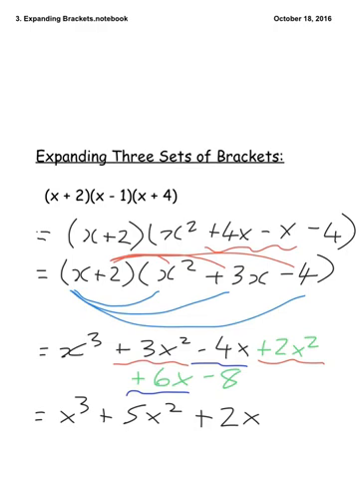And we don't have any other units other than the minus 8 that we started with, so we're going to just put that at the end of our answer. That is our fully expanded triple bracket. X cubed plus 5x squared plus 2x take away 8.